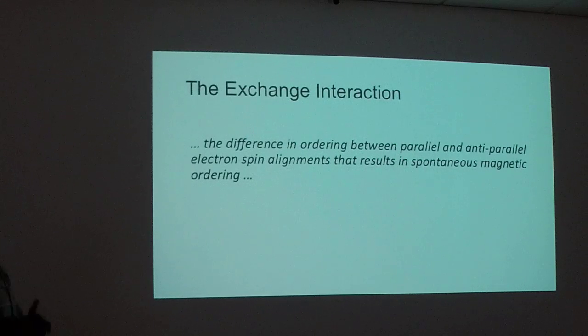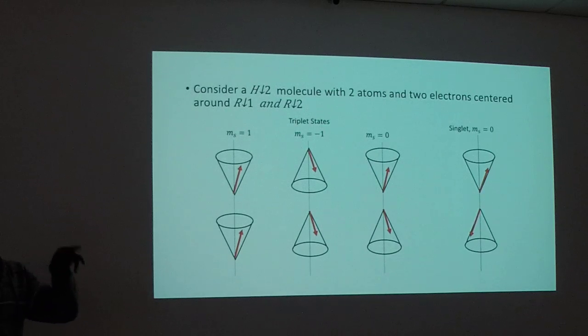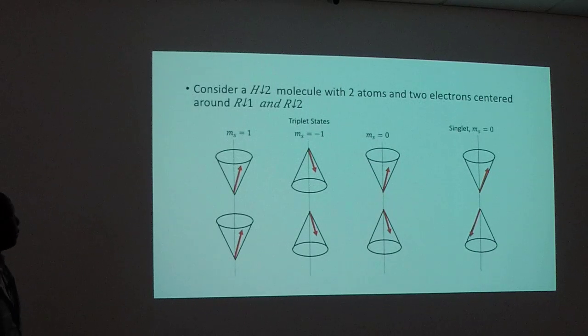And that difference in energy between the parallel spins results in that spontaneous ordering. So what is that? You have two hydrogen atoms. A hydrogen atom has one single electron and one nucleus, right? So if you have two atoms, you have two nuclei and two electrons that interact, and they can interact in a couple of ways.